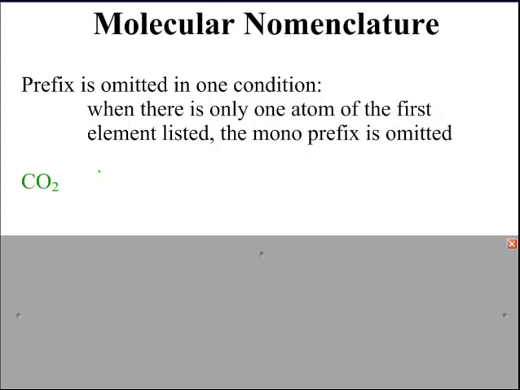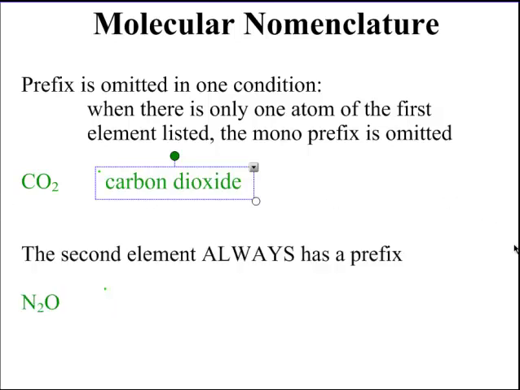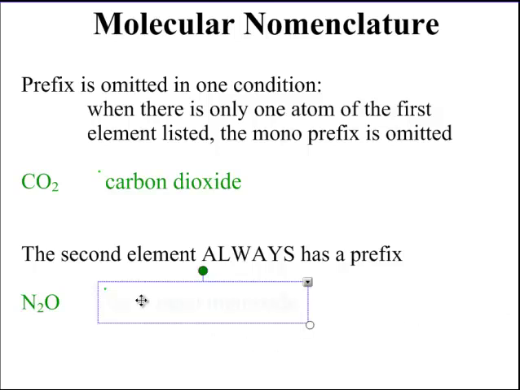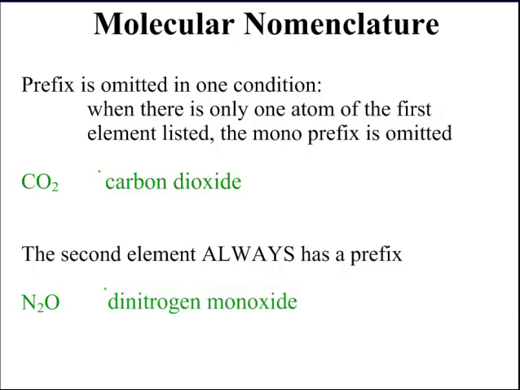Remember that the prefix is omitted in one condition. When there's only one atom of the first element that's listed, the mono prefix is left off. So CO2 does not start with the mono prefix, it is just carbon dioxide. The second element, on the other hand, must always have a prefix, including when it's the mono prefix. So N2O, for the second element, there's only one of them. You do use the mono prefix. This is dinitrogen monoxide.